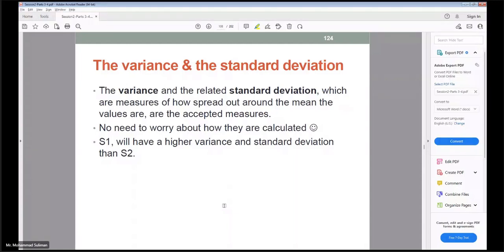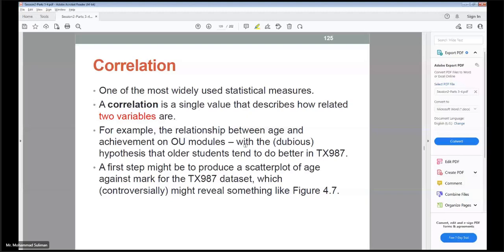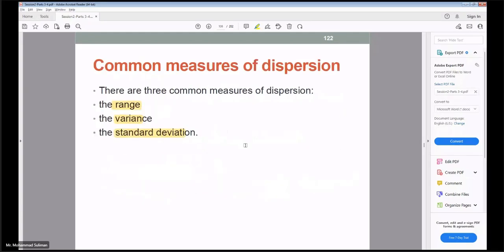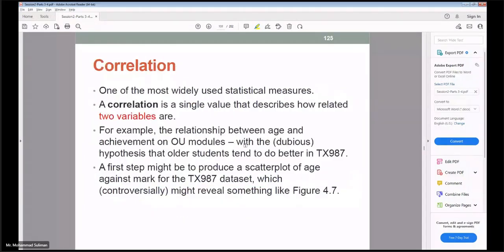The variance and the standard deviation are measures of how spread out the values are around the mean. These are the accepted measures, so no need to worry about how these are calculated. We are not doing all these calculations, but I'll just show you that the variance is again the differences, and the standard deviation is the differences between the mean and the median. So this should be minimized, to bring all the data into a normal form. This is one way of analyzing the data in terms of numbers.